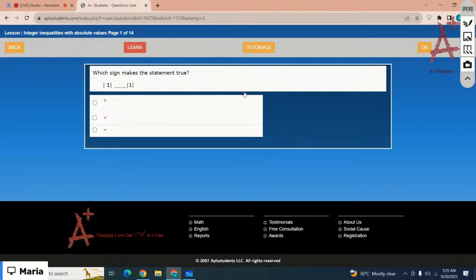Absolute value of negative 1 is positive 1, right? And the positive 1 is always positive 1. So that means they both are exactly equal, right? So the correct option is they both are exactly equal. Very good.